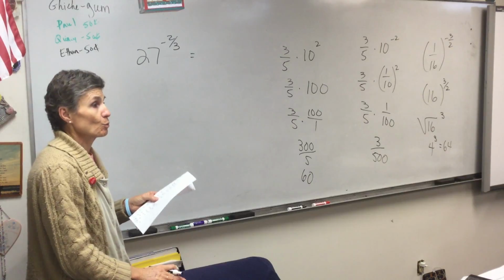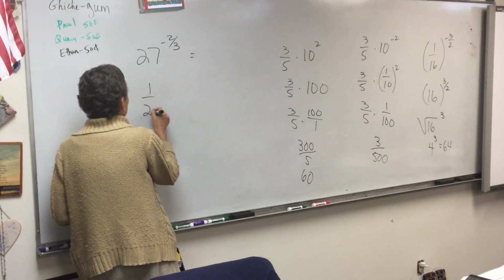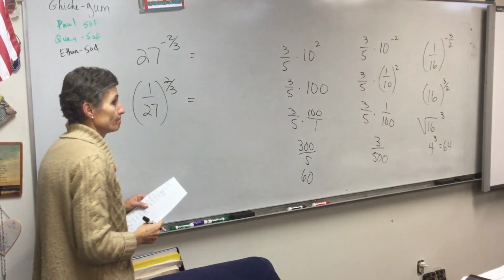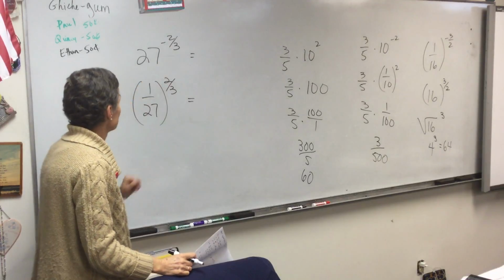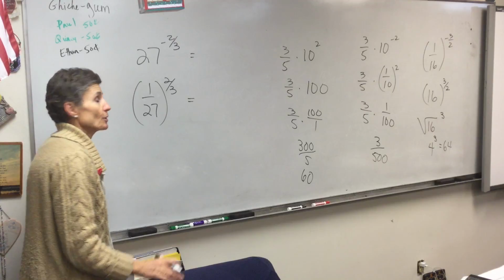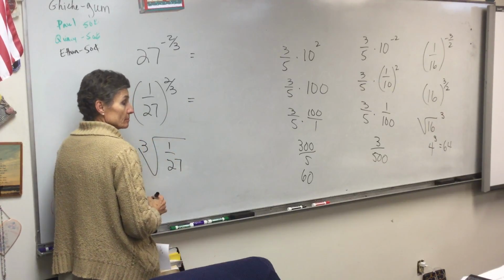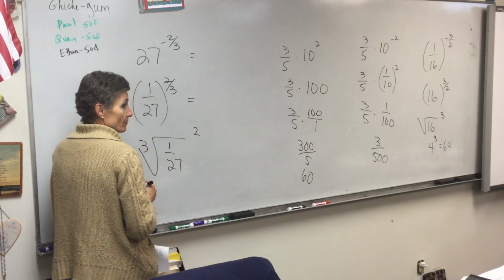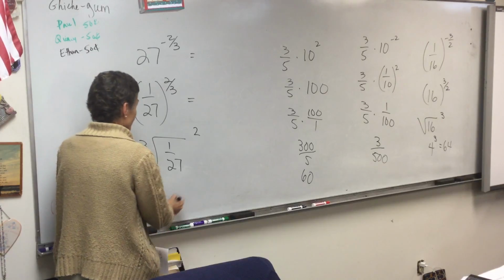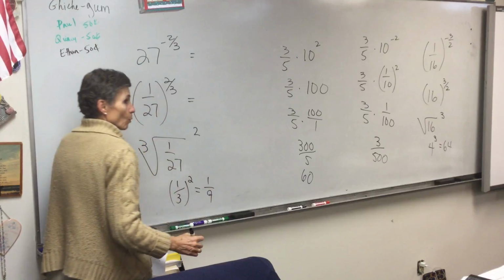27 to the negative 2/3. First we flip it, so 1/27. And why am I flipping it? Because it's a negative. What does this mean? Cube root. The cube root of 1/27, and we're going to square it. So the cube root of 1/27 is 1/3, and 1/3 squared is 1/9.